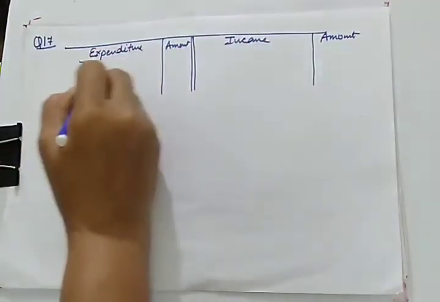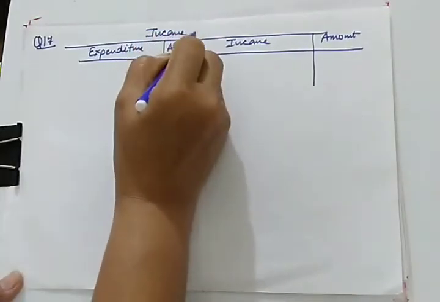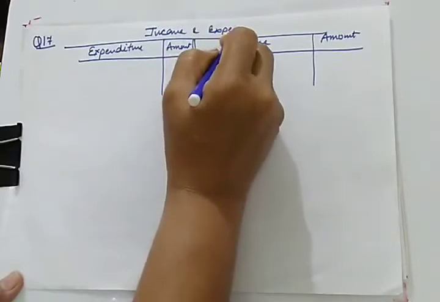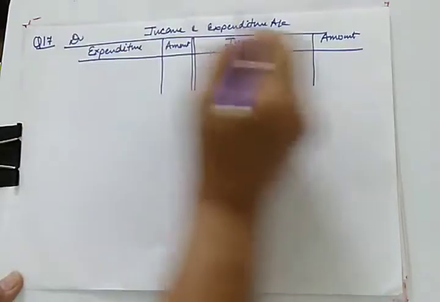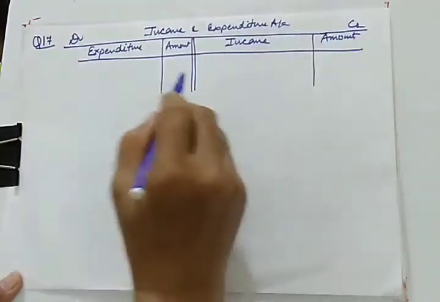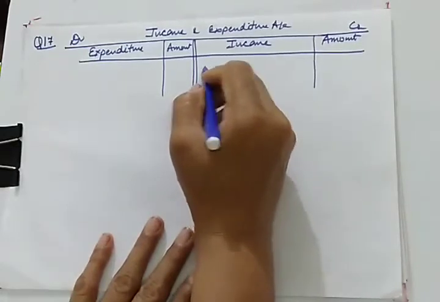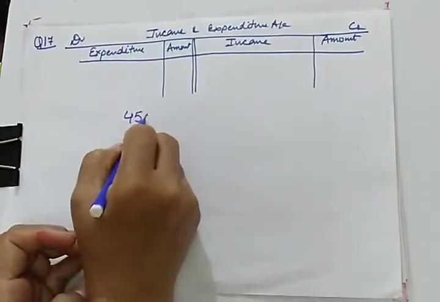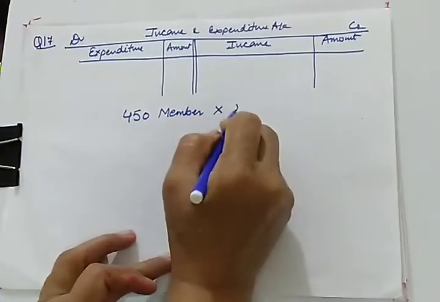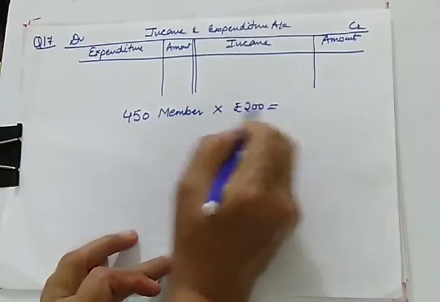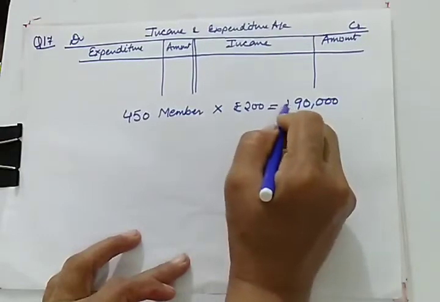Amount. This is the income and expenditure account. This is the debit side and credit side. So first of all, the total number of members is 450, each paying an annual subscription of rupees 200. If I multiply 450 by 200, I get 90,000 rupees.